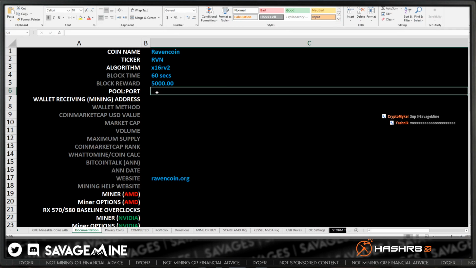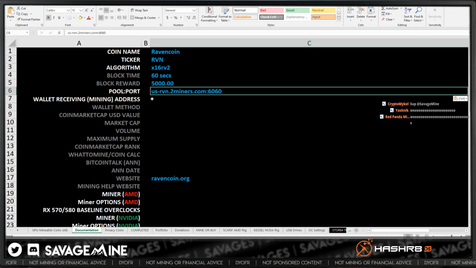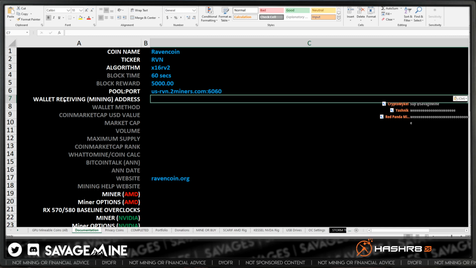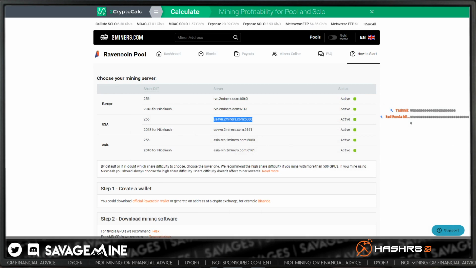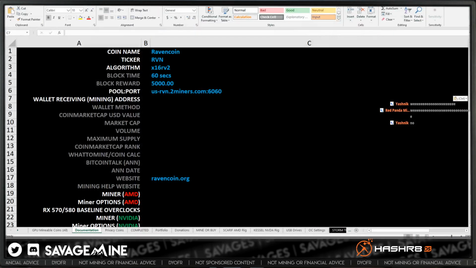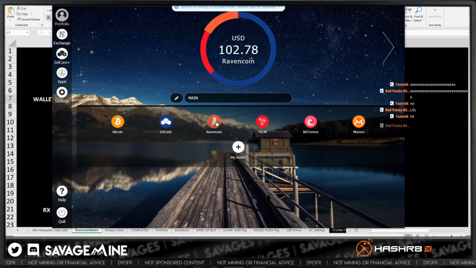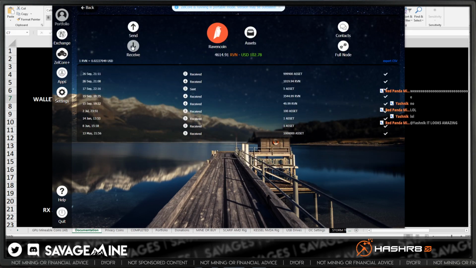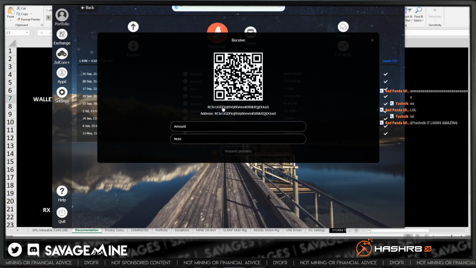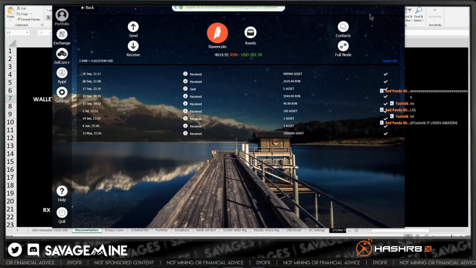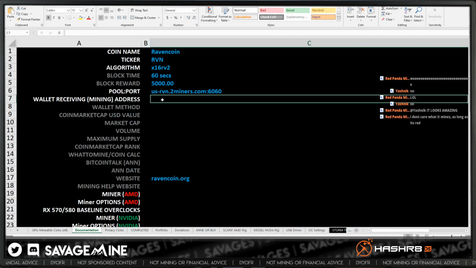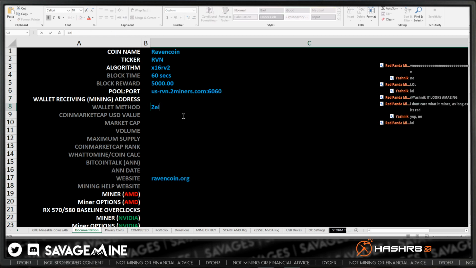We're going to throw that into the spreadsheet. Then we're going to need a wallet receiving address. So in this case, I want to use the Zelcore wallet, I think. We'll go to Ravencoin, receive, click that, because you can mine to the Zelcore wallet, which is cool. All right, so I'll say Zelcore for the wallet type.